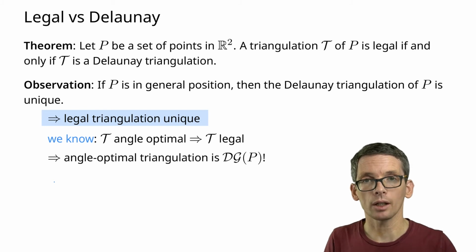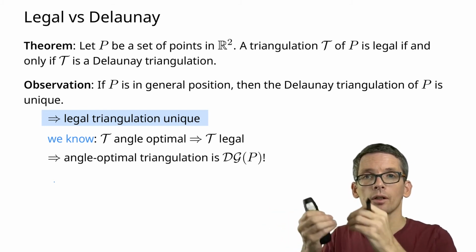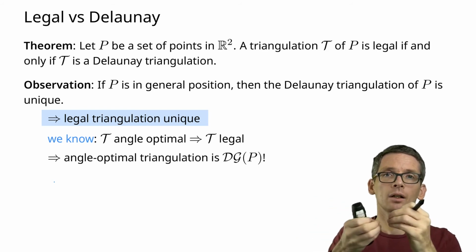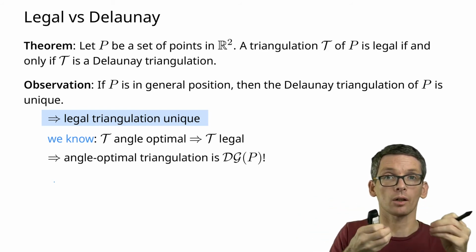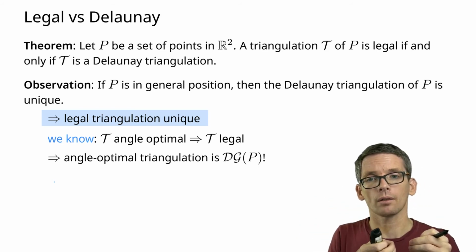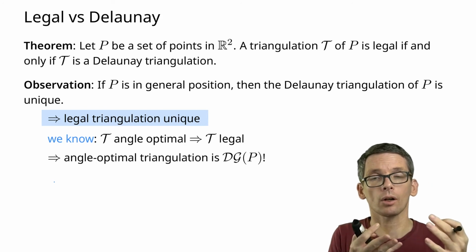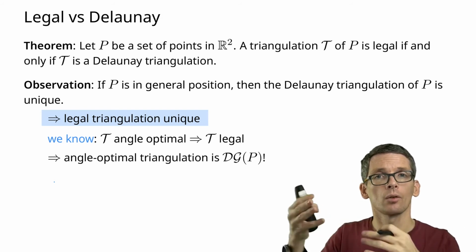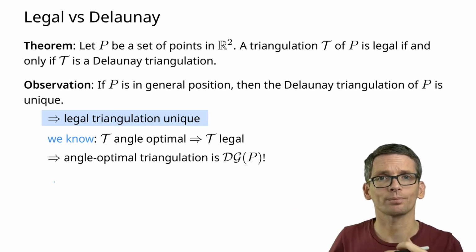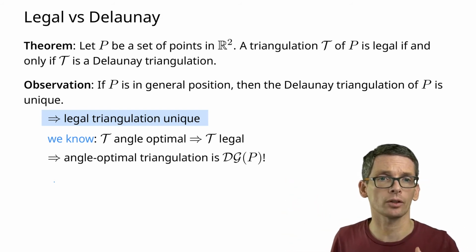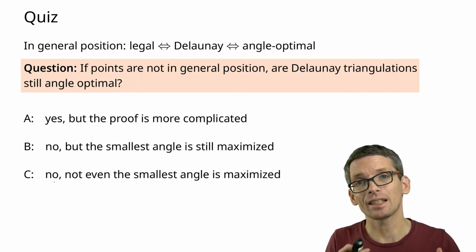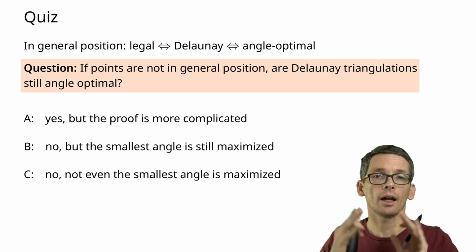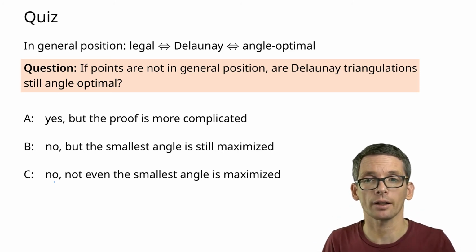And more generally, also in non-general position, the angle optimal triangulation will be legal. A legal triangulation will be a Delaunay triangulation, meaning one of the Delaunay triangulations of the Delaunay graph, if we are not speaking about general position, will be the angle optimal triangulation, or an angle optimal triangulation. A natural question is, if I'm in non-general position, is every Delaunay triangulation still angle optimal?